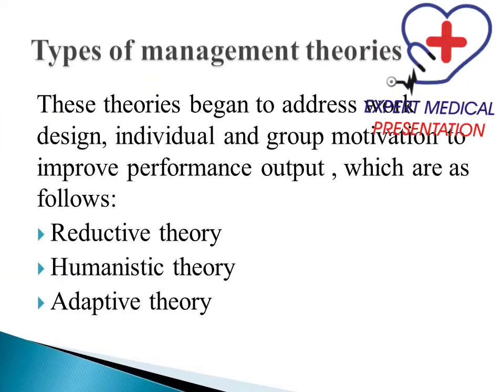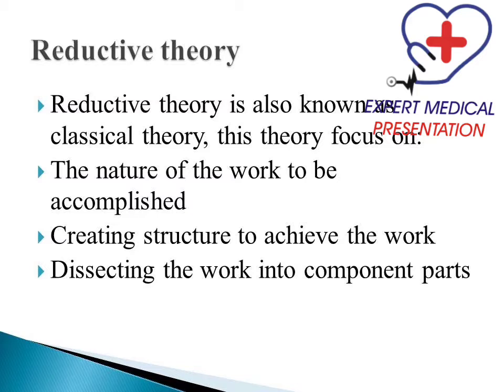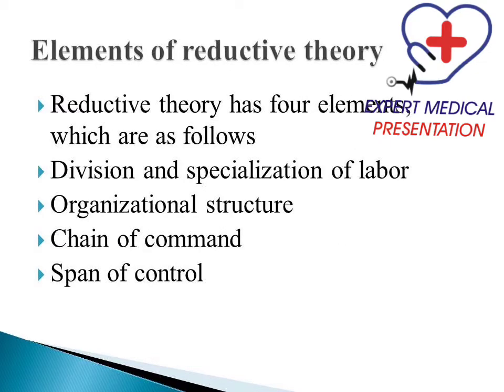Types of management theories. These theories began to address work design, individual and group motivation to improve performance output, which are as follows: reductive theory, humanistic theory, adaptive theory. Reductive theory. Reductive theory is also known as classical theory. This theory focuses on the nature of the work to be accomplished, creating structure to achieve the work, dissecting the work into component parts.